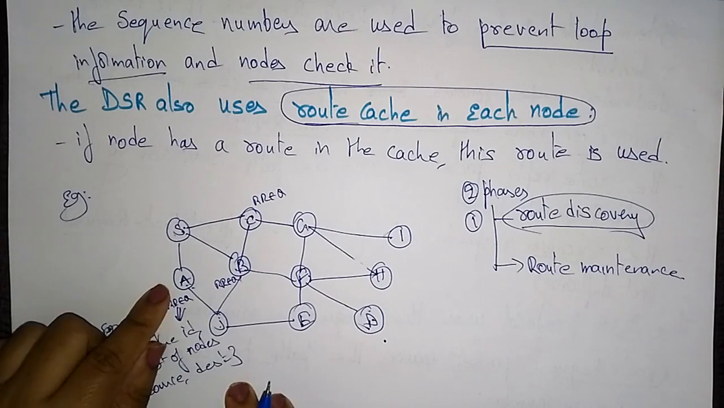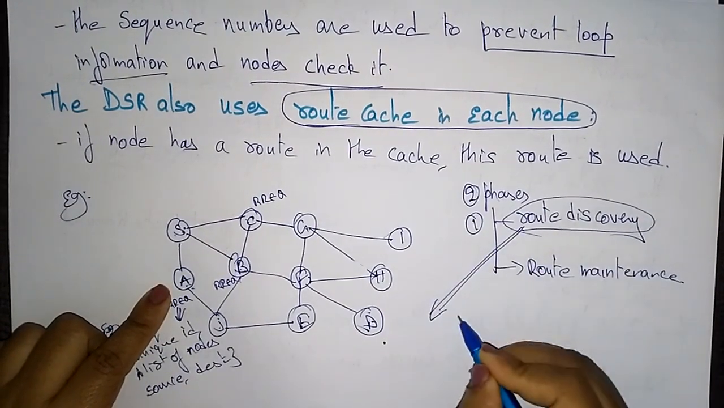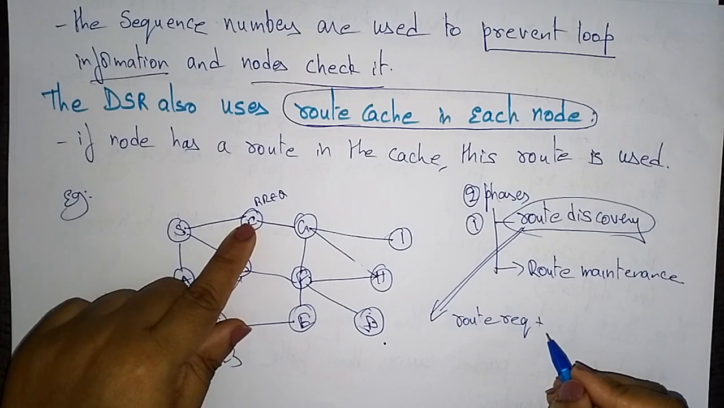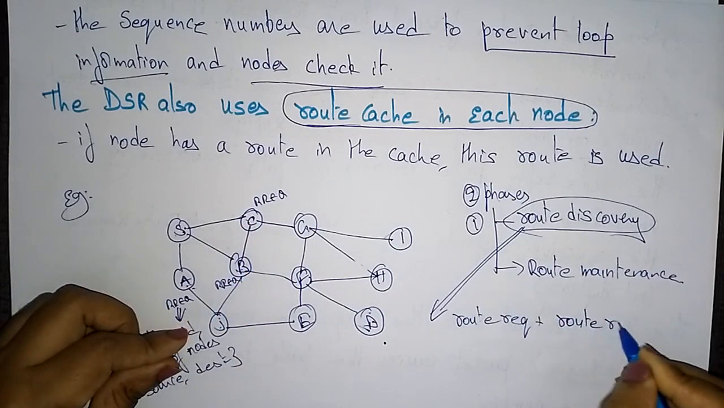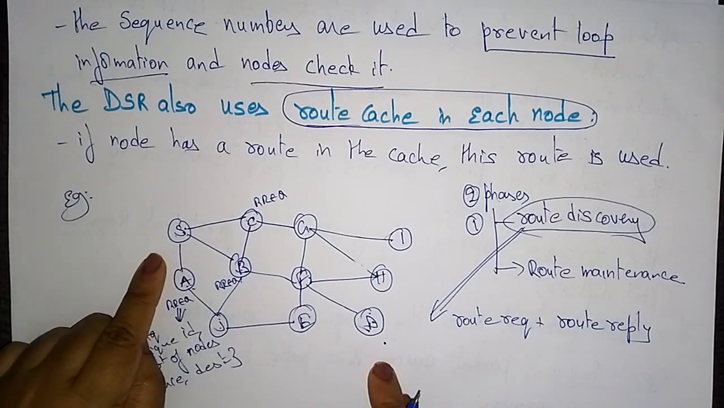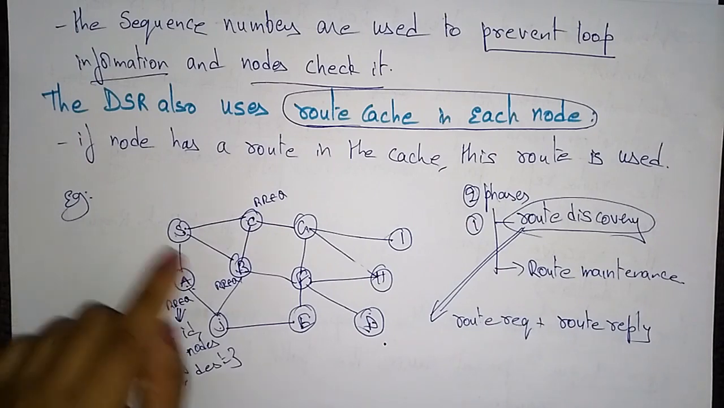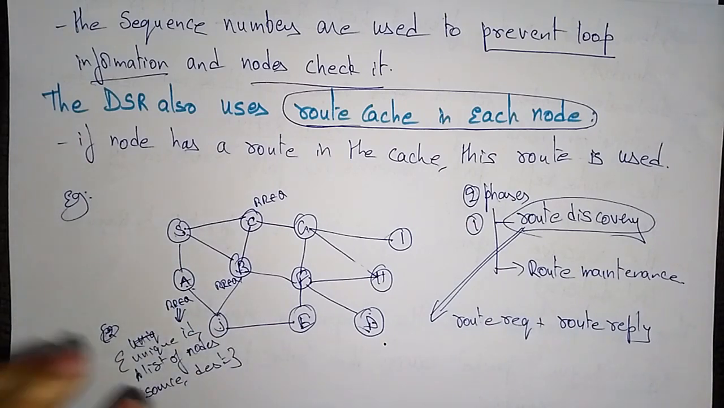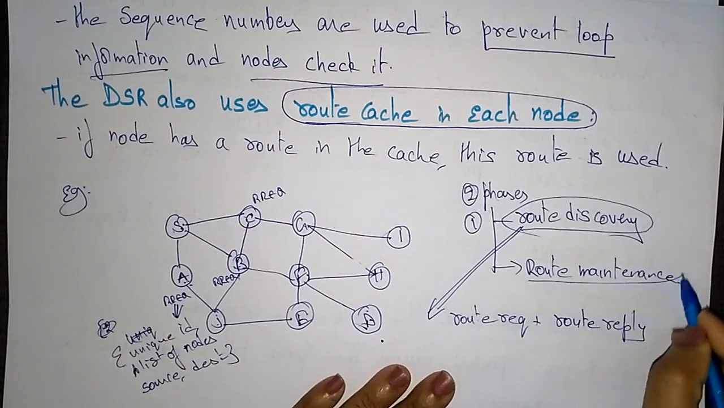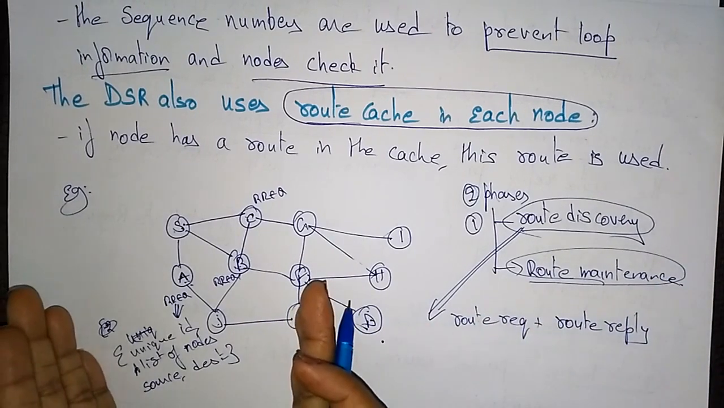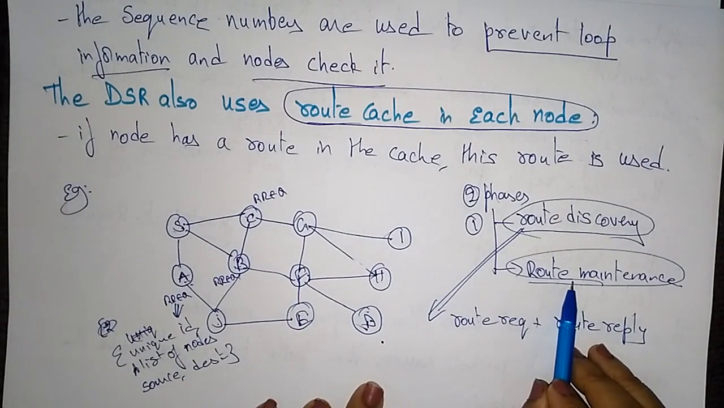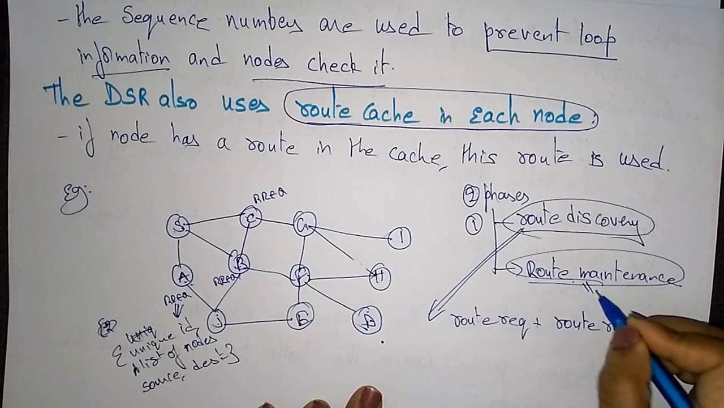So in route discovery, first it identifies the route request and then the route reply. Whenever it reaches the destination, it sends the reply. Here the route reply sends information from E to A. Let me explain with the example here, and I'll also explain route maintenance afterwards. I'm taking this example and I'll explain how the route is established. In route maintenance, we have the route cache.